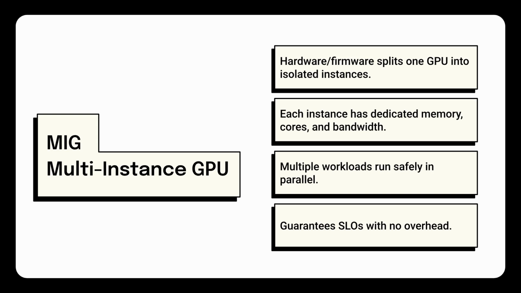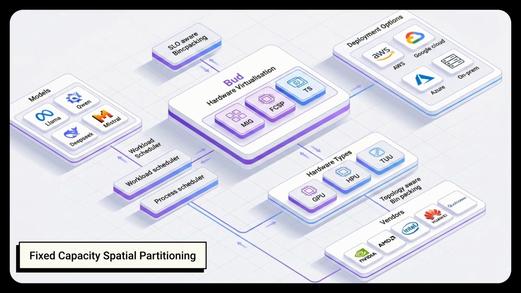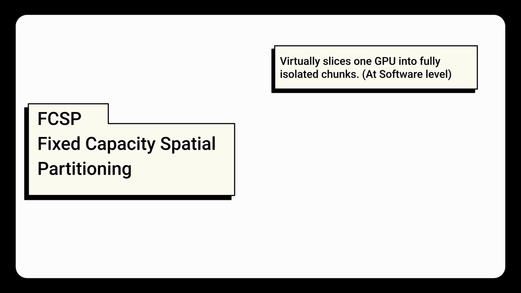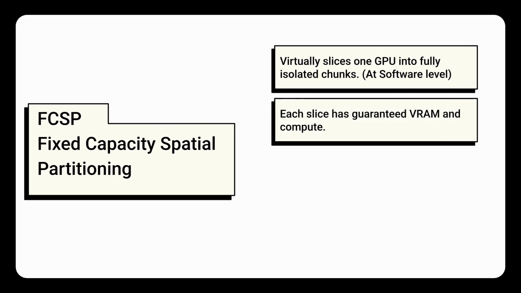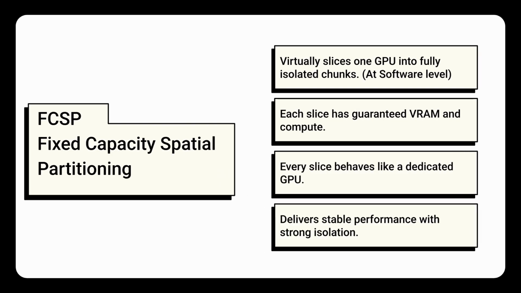However, most GPUs in the market today, especially mid-range and entry-level cards, don't support MIG-like virtualization. So for those, we developed a proprietary method called Fixed Capacity Spatial Partitioning. This approach virtually slices the GPU into isolated chunks with guaranteed VRAM and compute, effectively turning a single GPU into several independent virtual GPUs. Each slice behaves just like a dedicated GPU card, with stable performance and strong isolation.